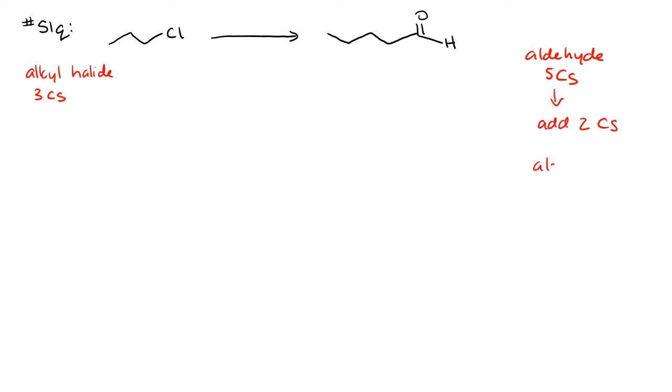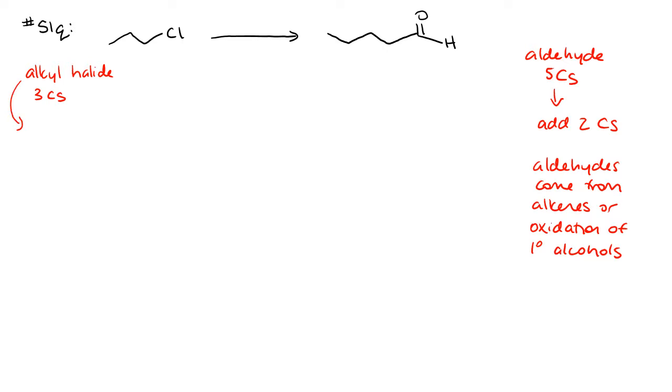And we also know that aldehydes come from either alkenes or the oxidation of primary alcohols. Now alkyl halides we can do a whole lot with, but specifically that might help us the most today is alkyl halides can be turned into Grignard reagents. So let's go ahead and do that and see what we can do.